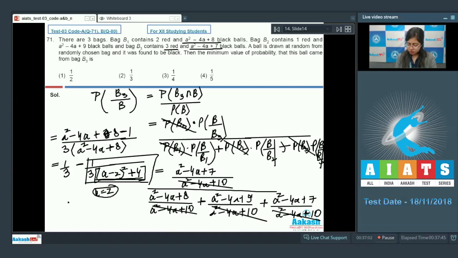Now when A is equal to 2, then the value of the probability will be equal to 1 by 3 minus 1 by 12, right? Which will be equal to 3 upon 12, which will be equal to 1 by 4. So the correct answer will be option number 3.